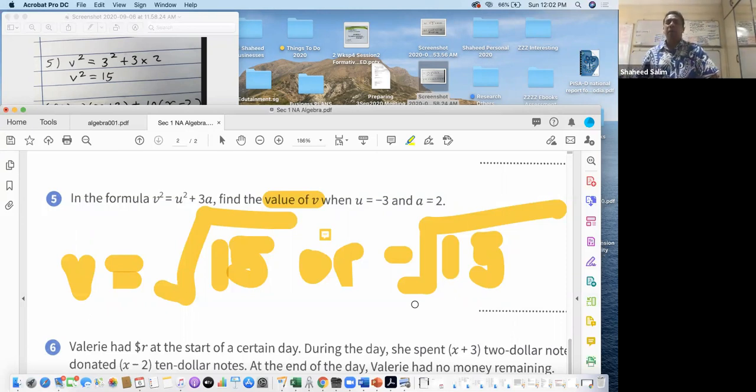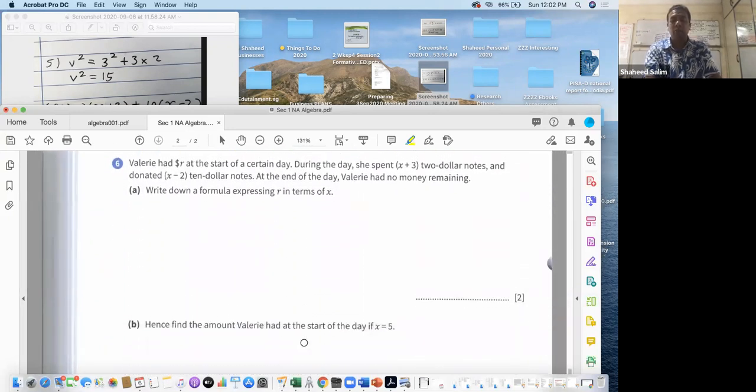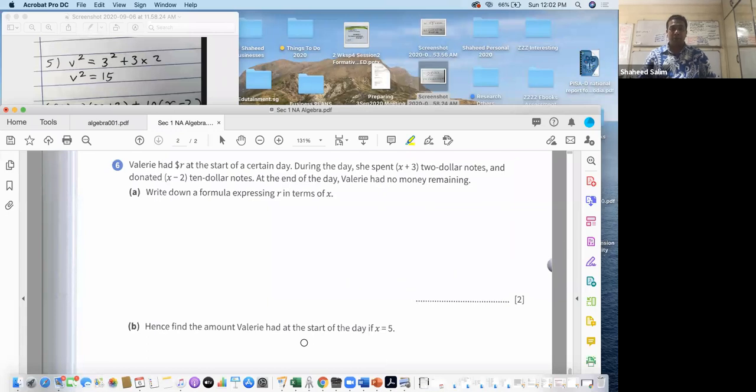You will learn what it means, inshallah, next year, where I will draw a graph to show you why there's two answers, why sometimes there's one answer, why there's two answers for certain things. But this is not the time yet. Okay, so now we do the next one. Oh my goodness, this is the last question, and let's see whether you are able to do it. Question number 6. What is your answer?